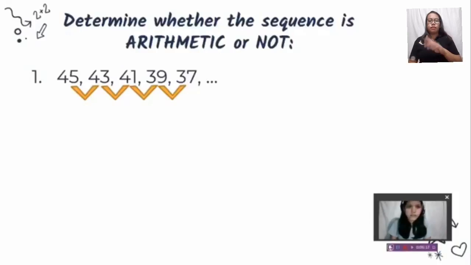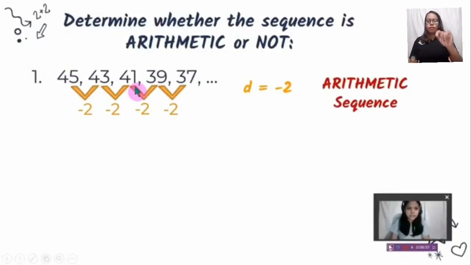Let's start. 43 minus 45, that is negative 2. 41 minus 43, that is negative 2. 39 minus 41, that is negative 2. And lastly, 37 minus 39, that is negative 2. Meron ba siyang common difference? Meron. So, ang common difference niya ay d equals negative 2. Ibig sabihin, ang sequence na ito ay arithmetic sequence.